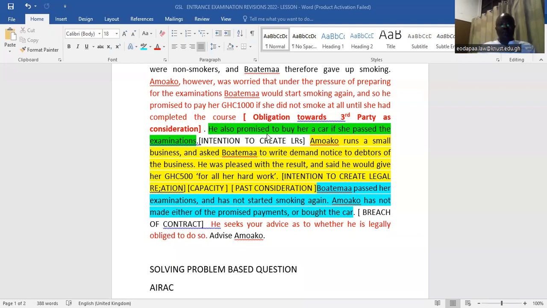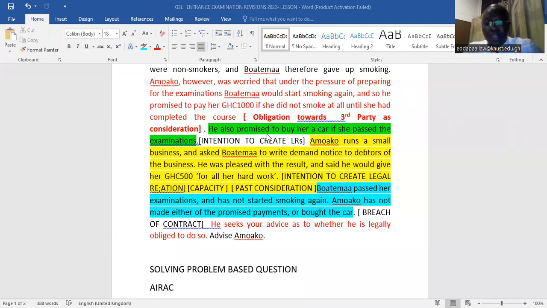For that matter, there's nothing wrong if you wanted to argue that there was intention to create a legal relation, despite the fact that the parties were family. Don't forget that when we say commercial agreement, it does not mean that between a father and a child, or between parents and children, there can never be commercial agreement. There can be. So it's a question of the circumstances. It's not just the family relationship. So let's keep that in mind.